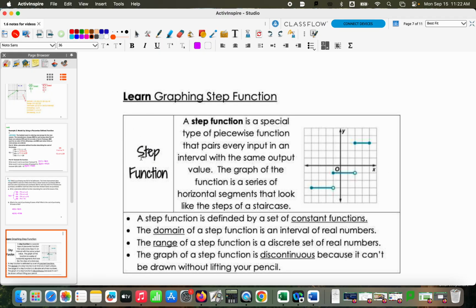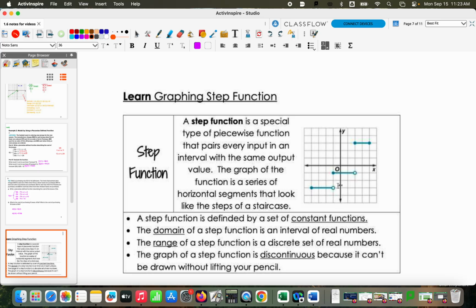What we can also do is a step function, so to graph these here. With a step function, what you have here is a series of kind of steps. It's a discontinuous function because they're not all connected and you can't draw it without lifting your pencil off the paper. So we've got a whole bunch of different little constant functions. The domain is going to be an interval of numbers. The range will only be a discrete set of numbers.